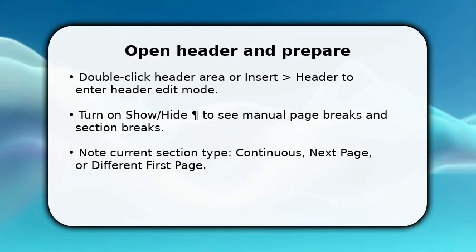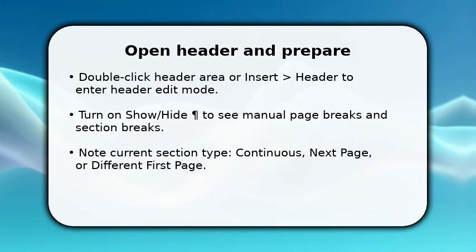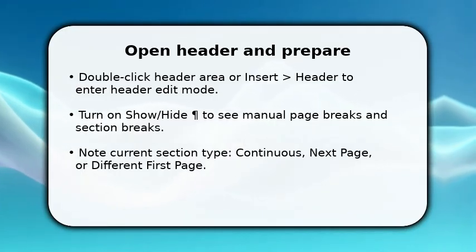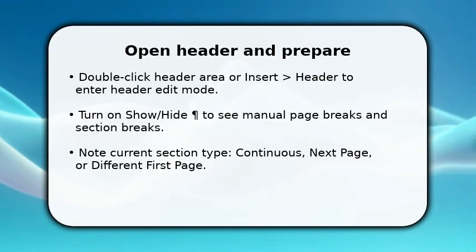You begin by opening the header so you can edit it directly. Double-click the top margin or go to Insert then Header. You need to see structural marks, so enable Show/Hide Paragraph. That reveals section breaks and manual page breaks which affect headers.